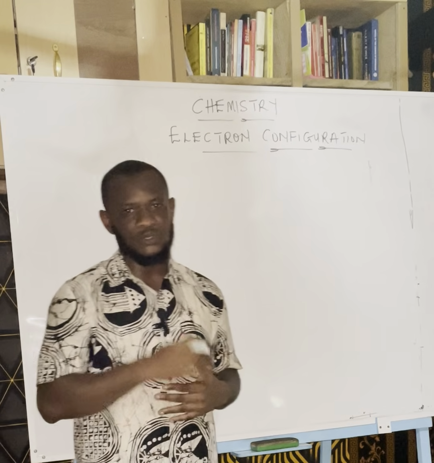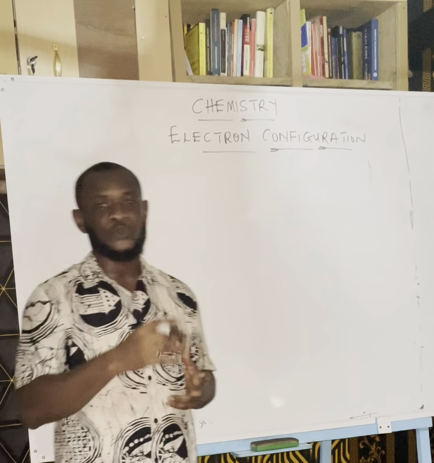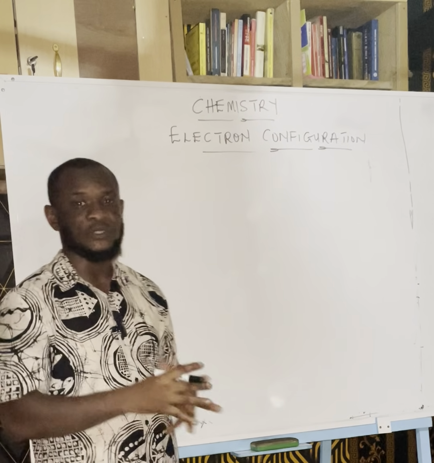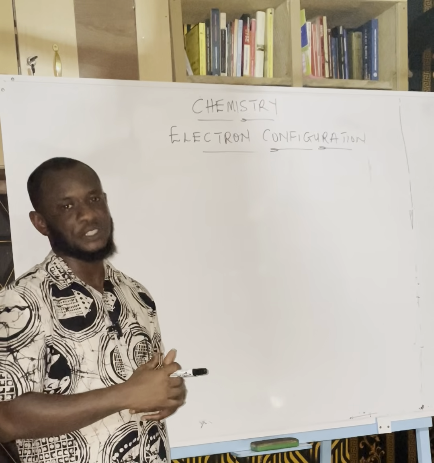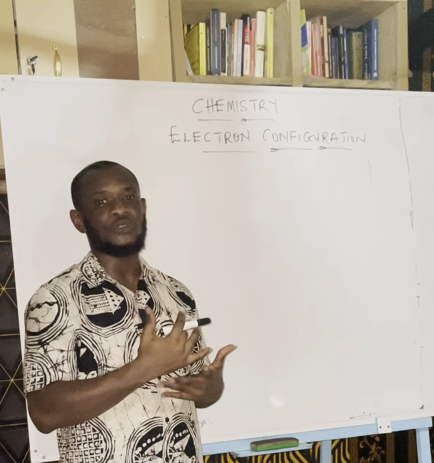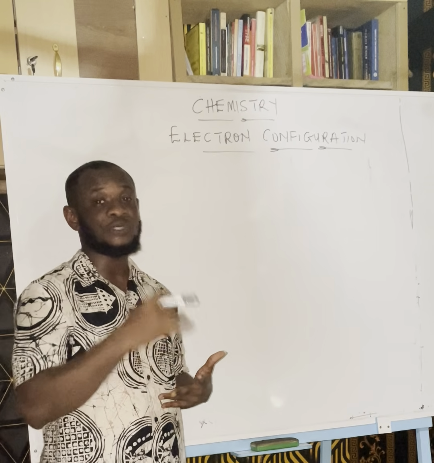Before we start today's lesson, we quickly want to do a recap of what we learned last time. The last time we learned about what? Electron configuration. We learned about how to write the electron configuration considering all the four sets of quantum numbers.